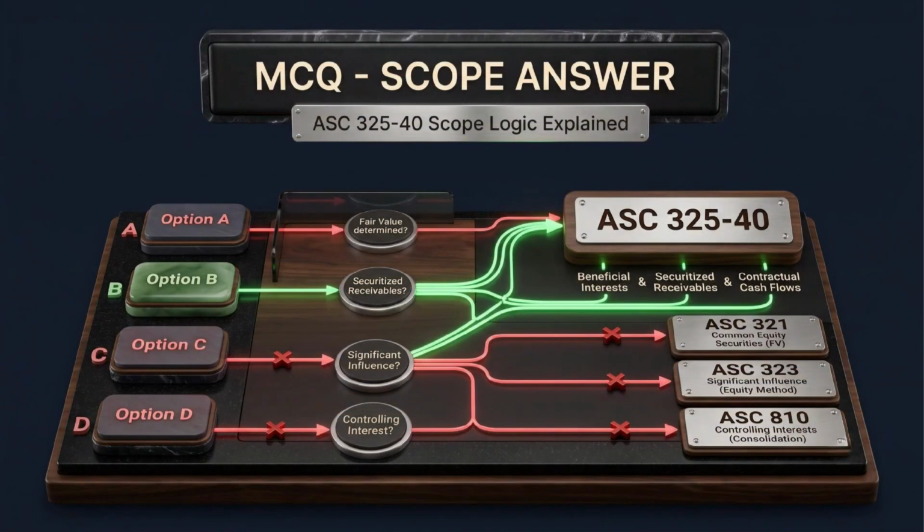The correct answer is B. A purchased beneficial interest in securitized receivables with contractual cash flows where the holder does not consolidate the issuer fits the ASC 325-40 scope logic. Option A points to ASC 321 because it is a common equity security. Option C points to ASC 323 because significant influence suggests the equity method. Option D points to ASC 810 because consolidation guidance overrides the beneficial interest model.